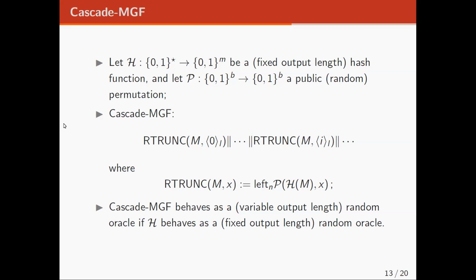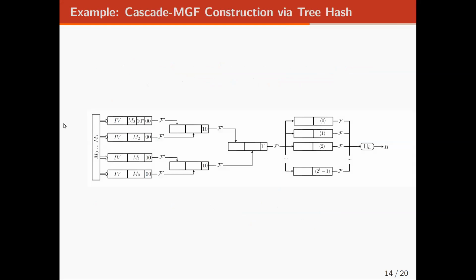So this function behaves as a random oracle if the hash function behaves as a fixed output length random oracle. Just to have a concrete example, here we have Cascade MGF instantiated with 3 hash. So we have parallelization in the absorption phase and parallelization in the squeezing phase. The crucial point here is that in the squeezing phase, we don't have any fixed value. So we just have the output of the 3 hash and then the index.